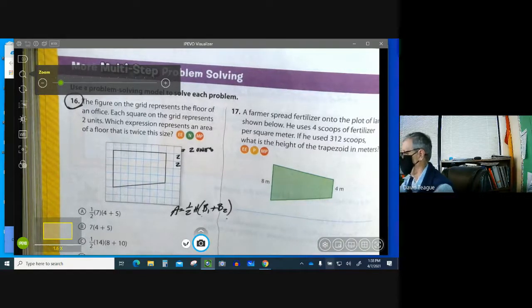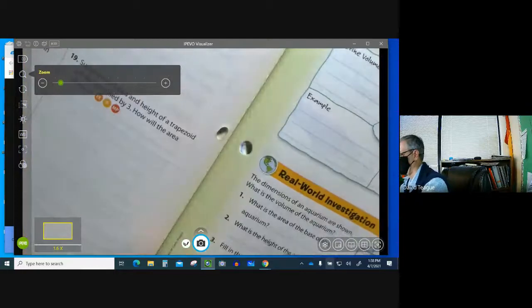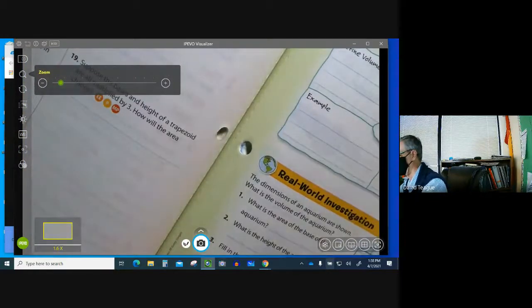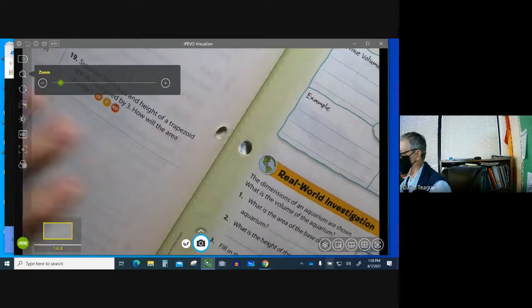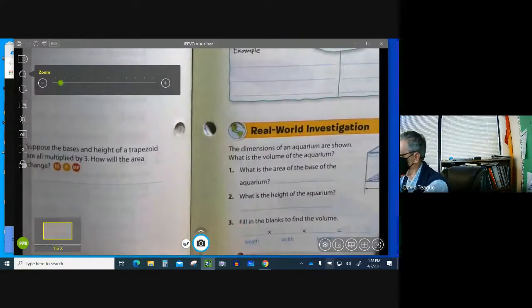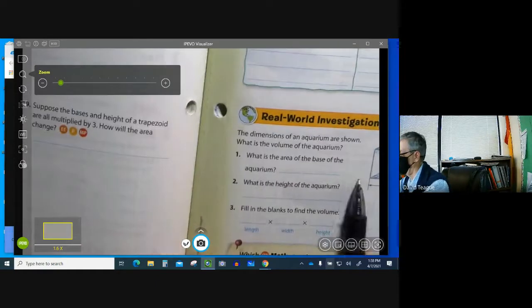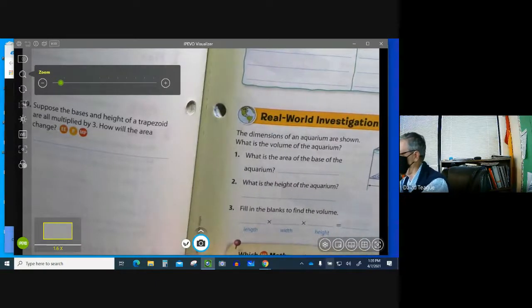Pretty straightforward. Then the next one, we didn't actually go over volume, but we've talked about it. We talked about it with the Rubik's Cube, right? And volume is length times width times height. And you have 3 dimensions: length, width, height.